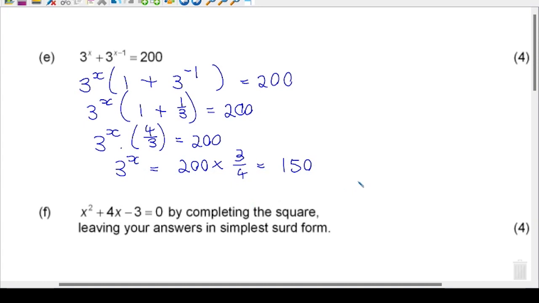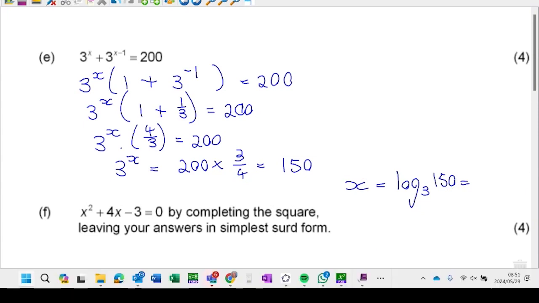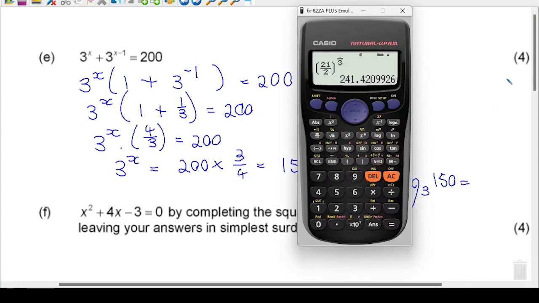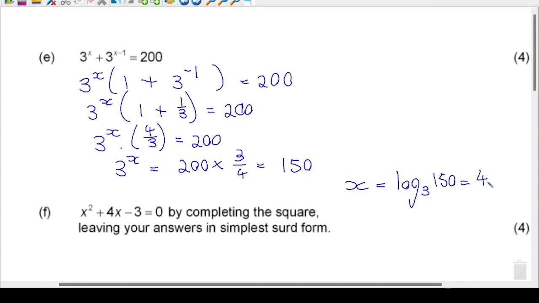When we have our variable in the exponent, we use logs. So we're going to write this in log form. x is log base 3 of 150. For our final answer, let's bring up our calculator and take a look. We seem to have put the calculator away. Let's see if we can find it. There it is. It's log base 3 of 150, and there we have it: about 4,6 to 1 decimal place.